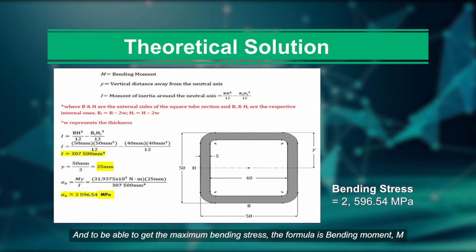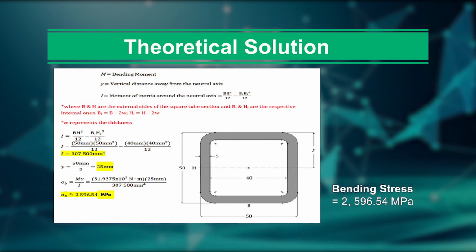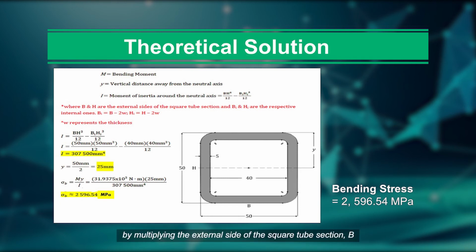And to be able to get the maximum bending stress, the formula is bending moment M multiplied by vertical distance away from the neutral axis Y all over the moment of inertia around the neutral axis I. We can get the moment of inertia around the neutral axis I by multiplying the external side of the square tube section B and the external side of the square tube section H raised to 3 all over 12, minus the respective internal sides of the square tube section B sub I and H sub I raised to 3 all over 12. Note that we can get the respective internal sides of the square tube section by subtracting 2 times the thickness W to both external sides B and H.